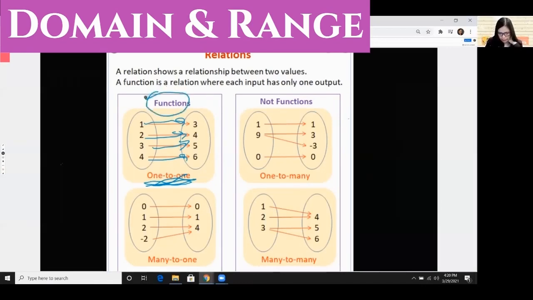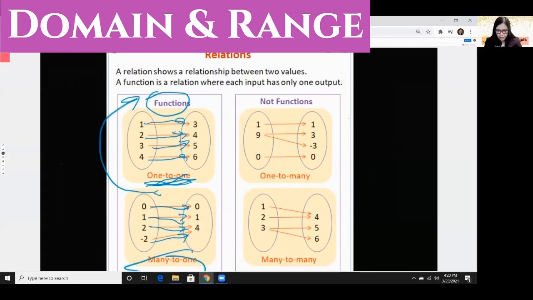And then we have also what they call the many-to-one. Many-to-one is also considered as a function since 0 corresponds to 0, 1 corresponds to 1, 2 corresponds to 2, and negative 2 corresponds to 4. Positive 2 corresponds to 4, by the way. So even though 4 is repeated twice, because it is under the range, it doesn't affect whether the given relation is a function or non-function. So this one is also considered a function, okay? As long as there is no repeated number in the domain, you just focus on the domain when you identify whether a certain relation is a function or not.